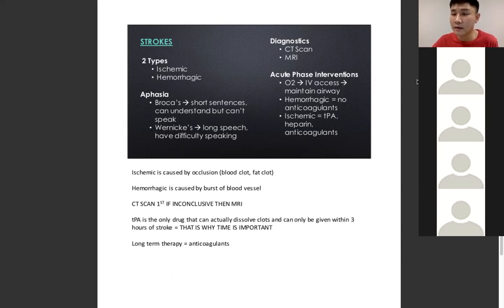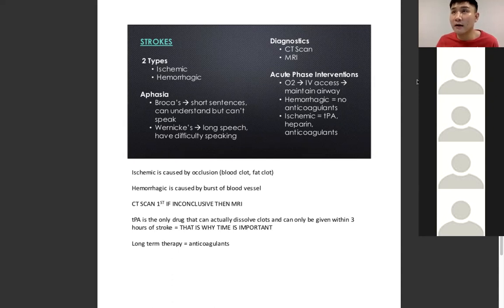anticoagulant. Why? Anticoagulant causes the blood to be thinner and take longer to form a clot. So if they're already hemorrhagic and we do that, they will keep bleeding. They will not stop. That's why we can kill the patient by giving anticoagulant to someone who has hemorrhagic, right? For ischemic, we give them anticoagulant, which is heparin, and also tPA.